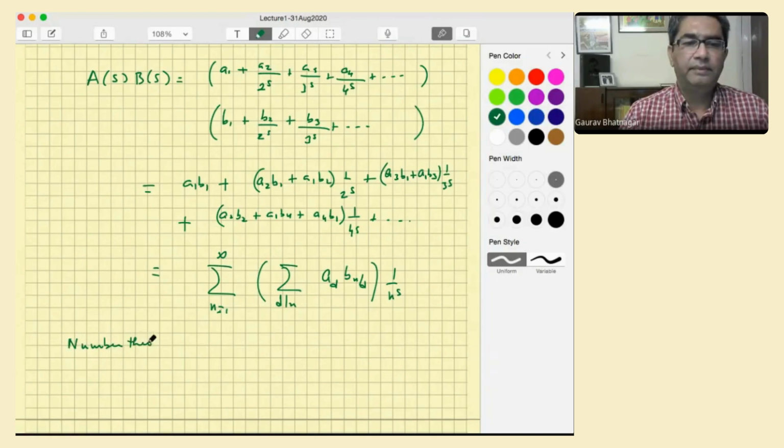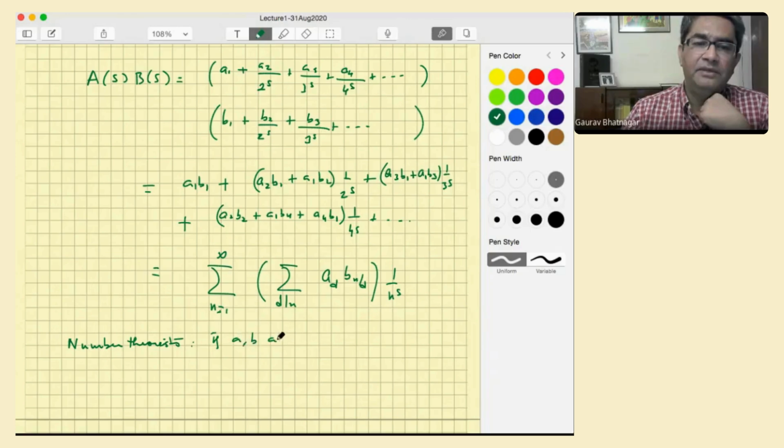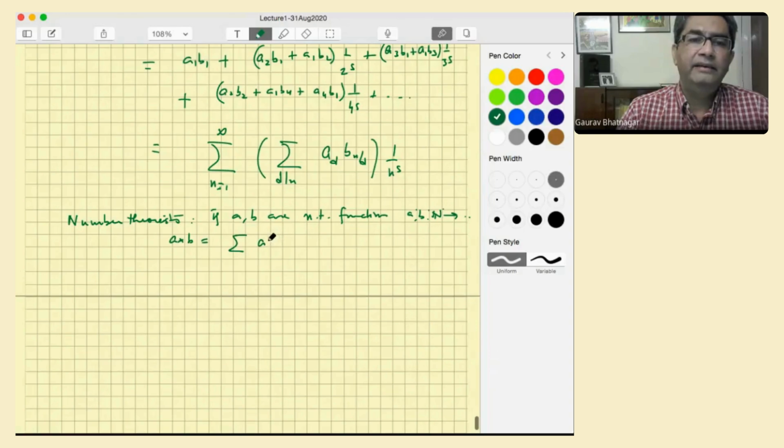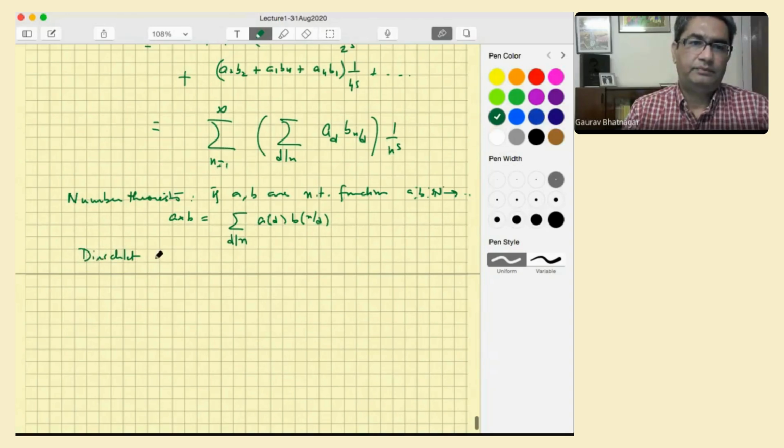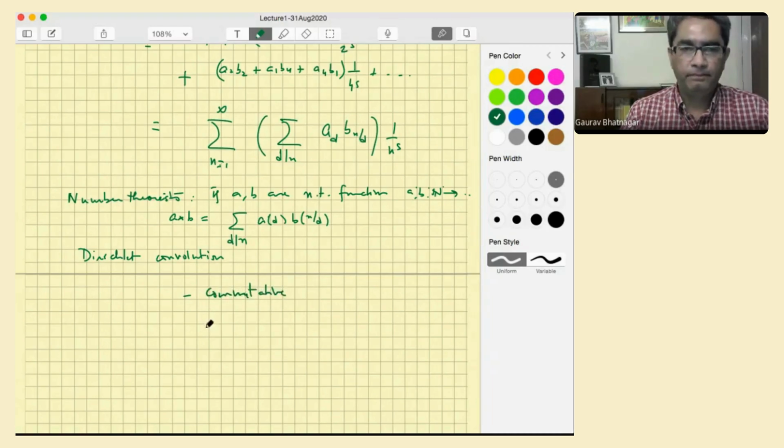So number theorists, if A and B are number theoretic functions, that means A and B are defined on N with values in the complex numbers, then they call this the Dirichlet convolution: the sum of A_d B_(n/d), where d divides n. I'm just writing it as a subscript, but they can write it whichever way. This is known as a Dirichlet convolution. And this is commutative. It is associative.